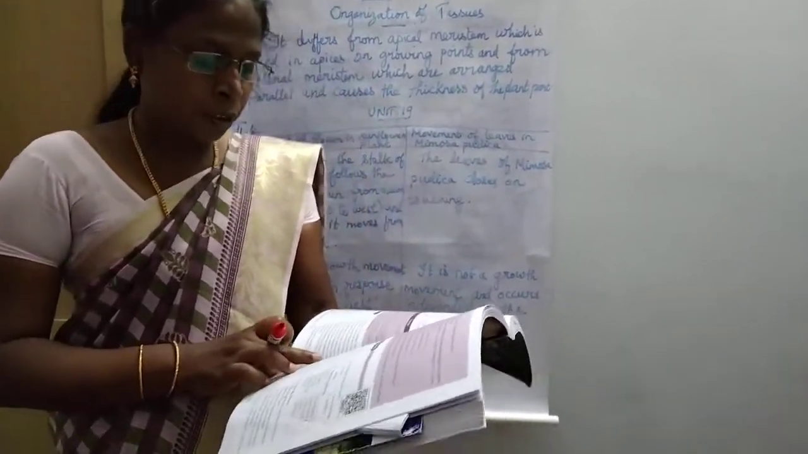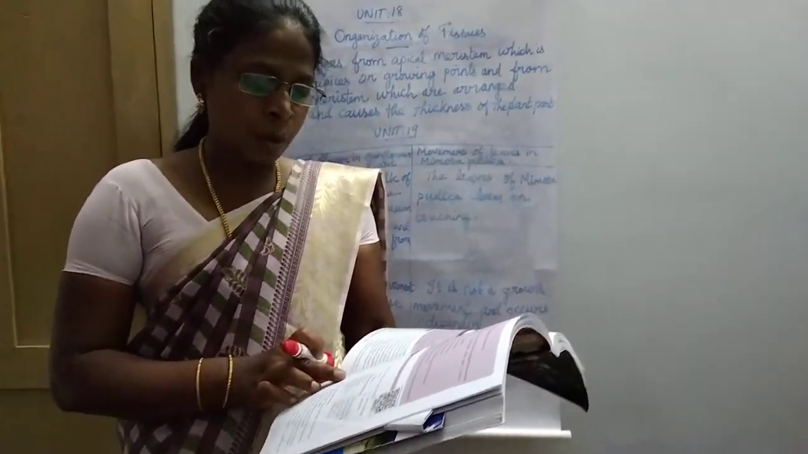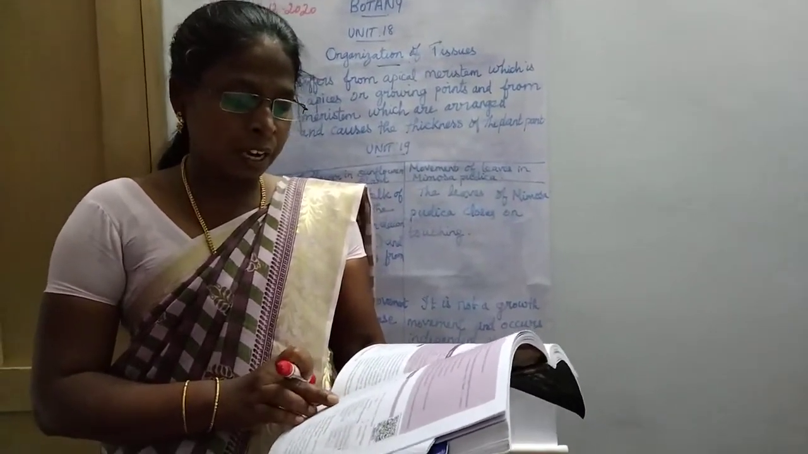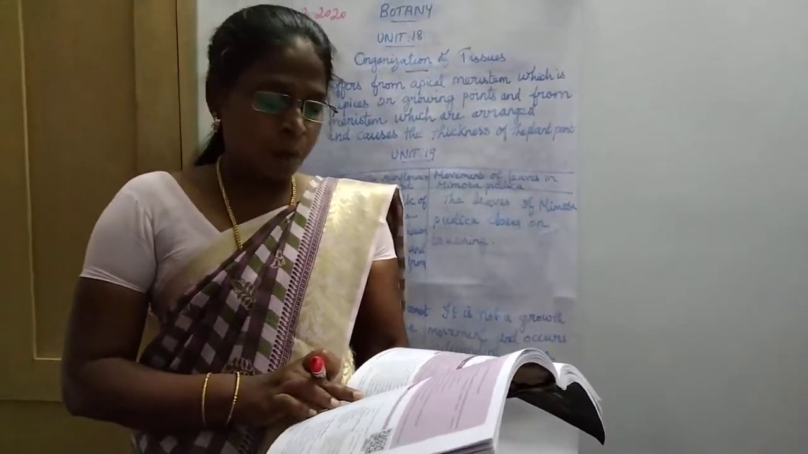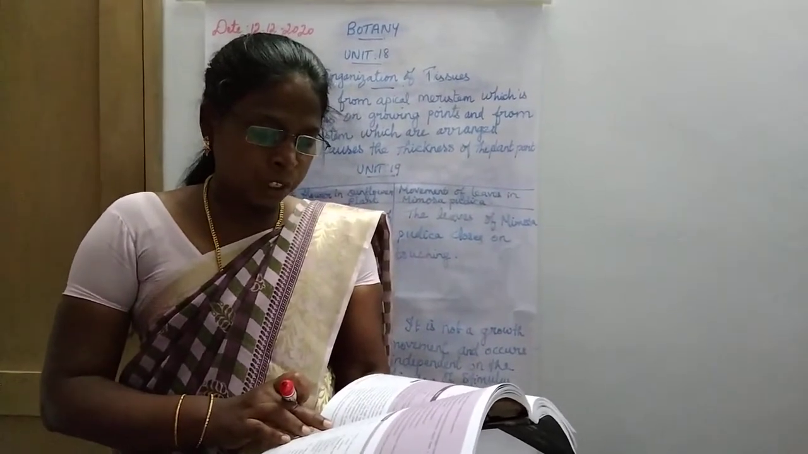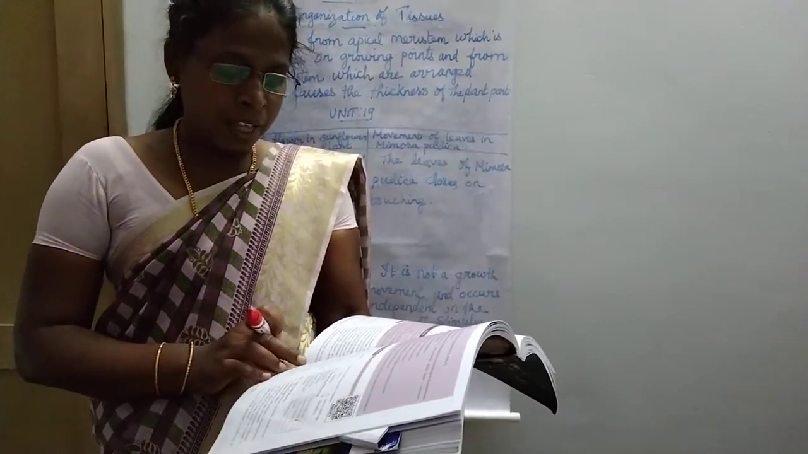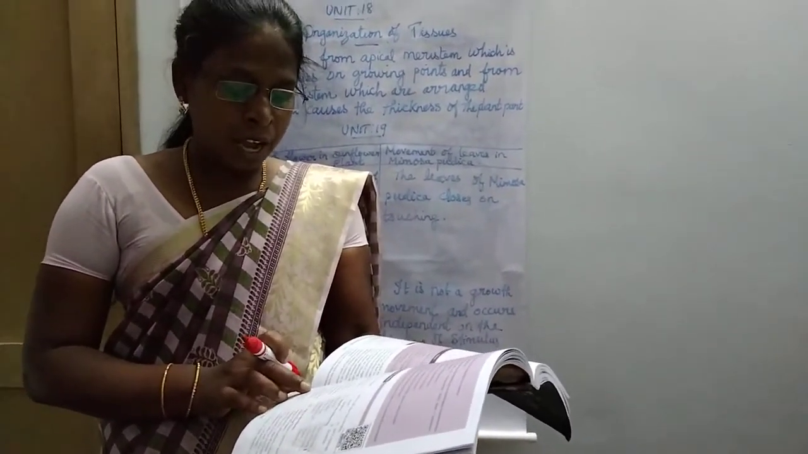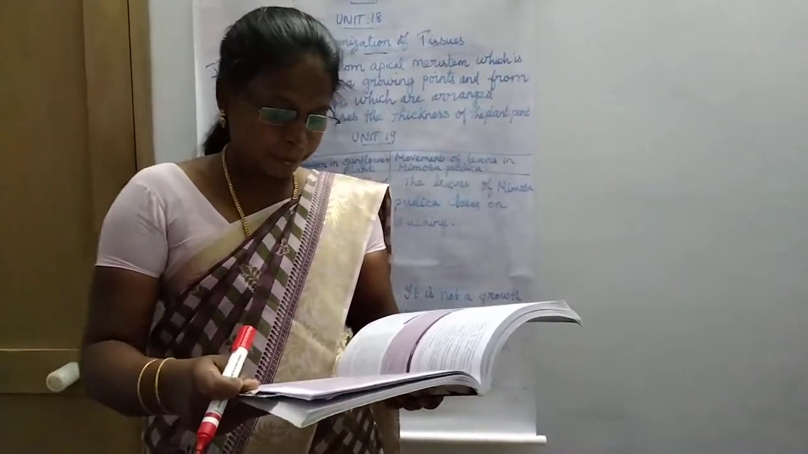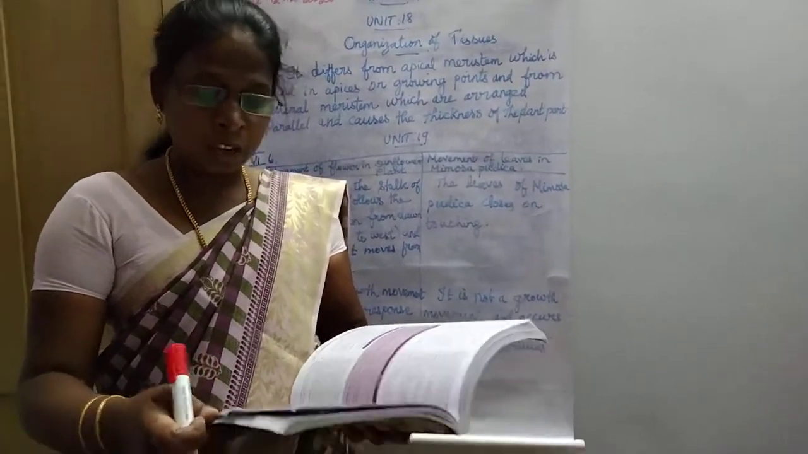Then number 4. Which of the following is a complex tissue? A, parenchyma, B, collenchyma, C, xylem, D, sclerenchyma. The correct answer is option C, xylem. Then the fifth question, parenchyma is found in dash. Epiphytes, hydrophytes, halophytes, xerophytes. The correct answer is option B, hydrophytes. The remaining questions from Roman letter 1 are the zoology part.